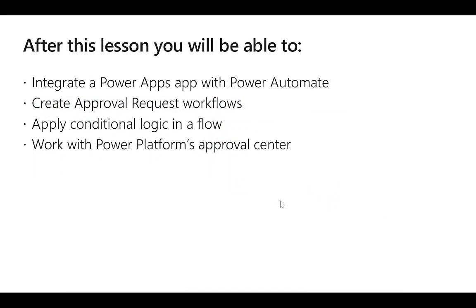And as a result, after this lab, we're going to learn about integrating Power Apps with Power Automate. We're going to create approval request workflows. We're going to learn how to apply conditions in a flow. We have done that in business process flow in the previous lab. We're going to see now how it works from a cloud flow. And finally, we're going to learn about the Power Platform's Approval Center, because we can not only build approval workflows here, with Power Automate and Power Apps, the whole Power Platform itself has an integrated approval center that can be leveraged for a lot of solutions.